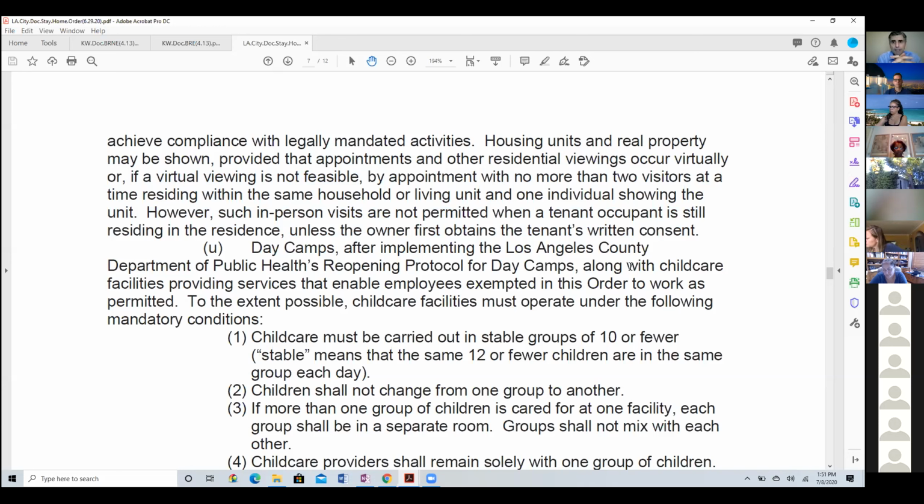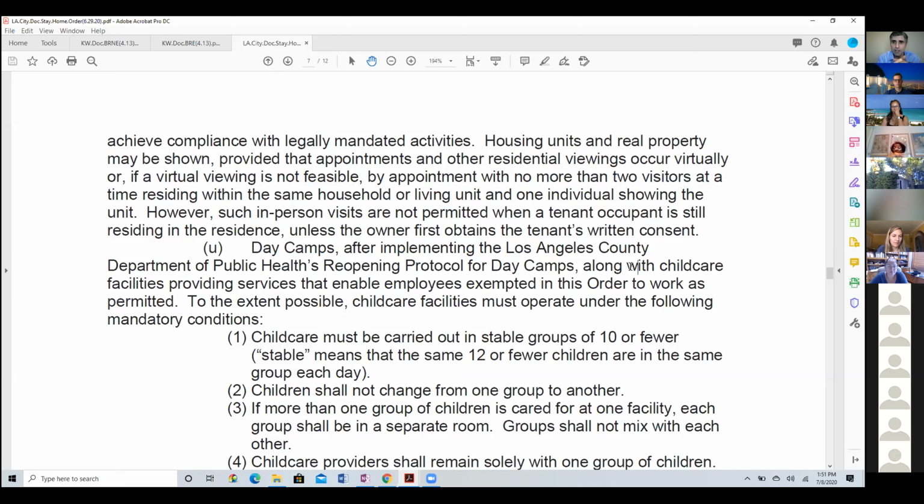So don't try to violate that. There's an LA County order, and it's very similar to this, but the LA County order actually says that you can't do in-person visits when the residence is occupied. Okay, that's what the LA County order says. And so that's even broader.